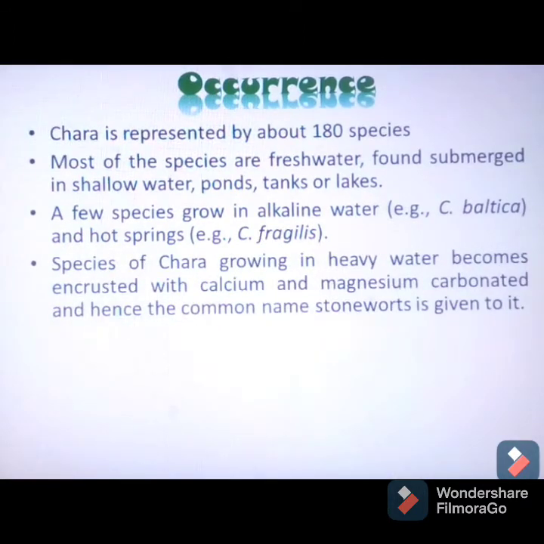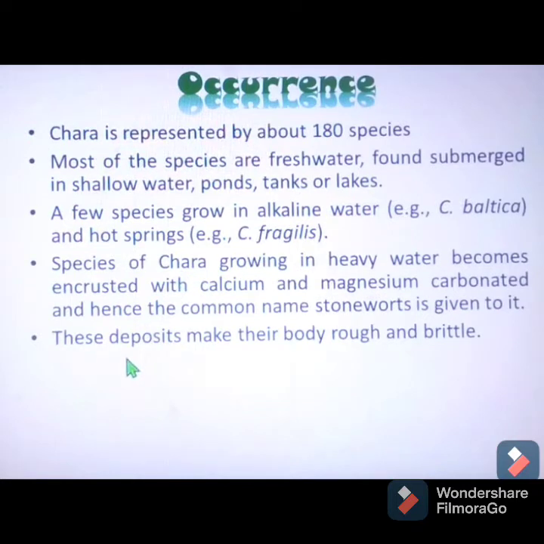The species growing in hard water become encrusted, covered with a hard surface layer of calcium and magnesium, and hence they are usually referred to as the stoneworts. So the common name for Chara is stoneworts. Why? Because sometimes these species which grow in hard water become covered with a hard surface layer of calcium and magnesium carbonate. These deposits make their body rough and also brittle.